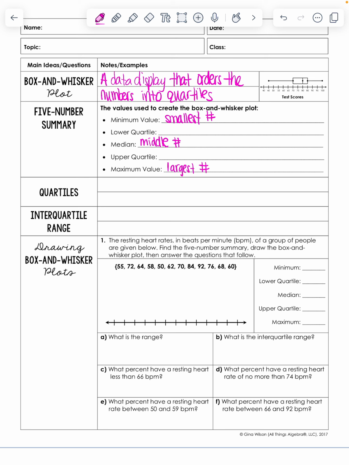And then the lower quartile, also known as Q1, is the median of the lower half of the data, which is all the numbers under the median. And the upper quartile, also known as Q3, is the median of the upper half.